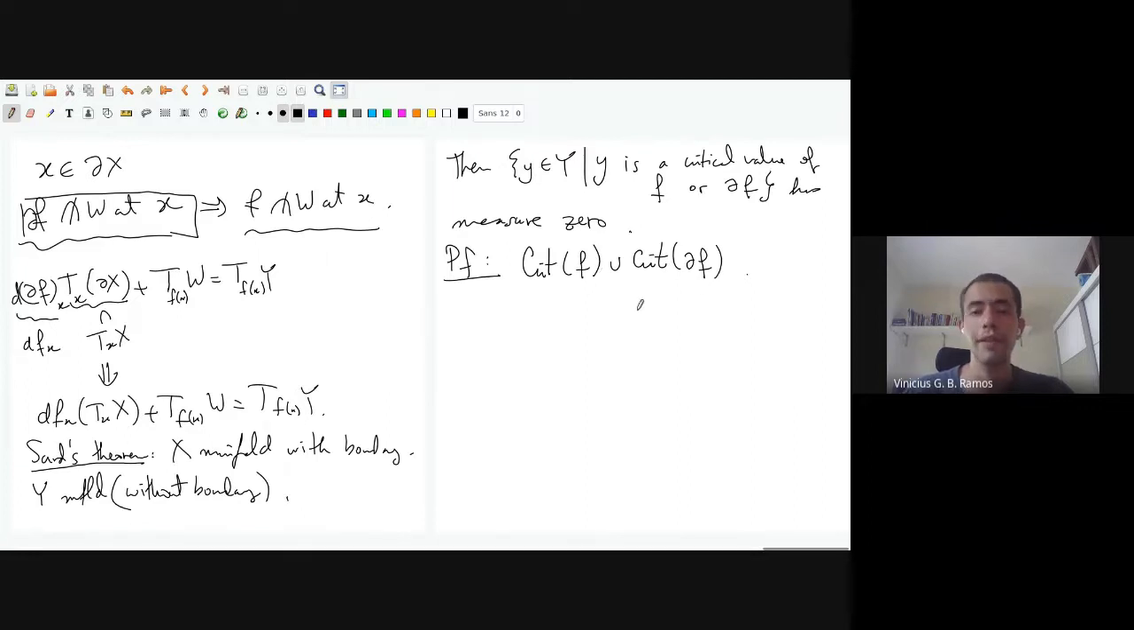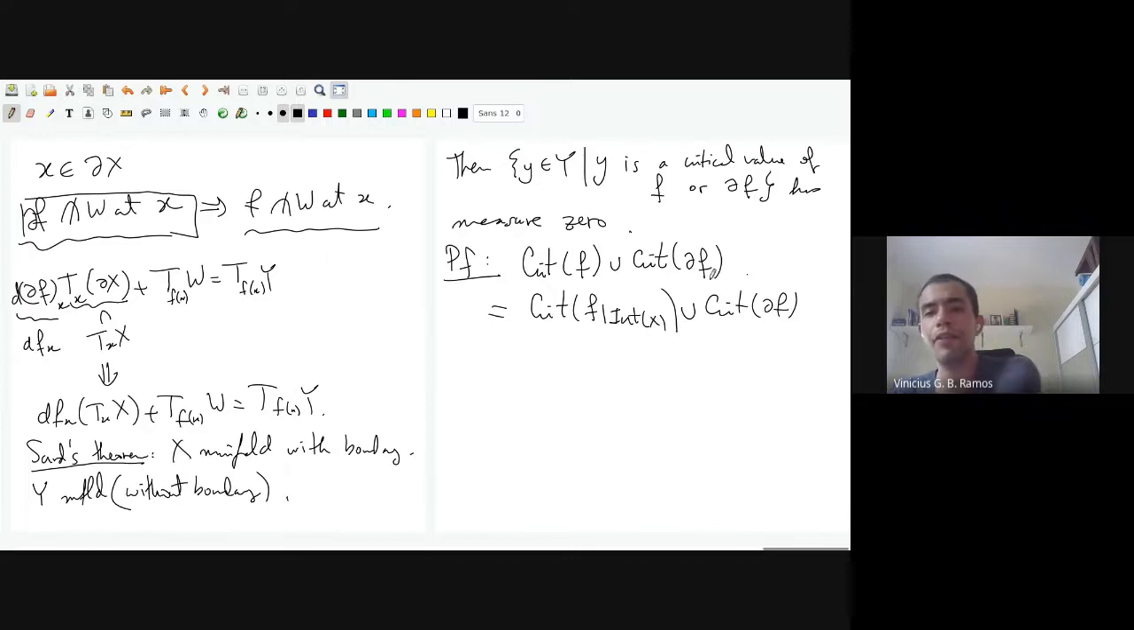Sorry, this is the set of critical points. But notice that, as I told you, if you're a critical point of F on the boundary, then you're also a critical point of the boundary of F. Okay, so this means that I only really need to look at the set of critical points that are in the interior of X, because the critical points of F on the boundary are contained in the set of critical points of the boundary of F, because of the contrapositive of this arrow here.